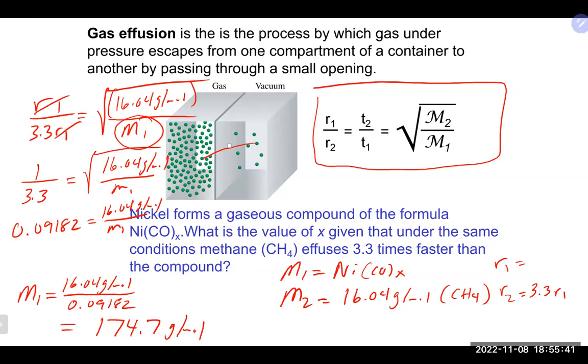So how this is going to help us figure out what the formula is: if we look at the formula, which is Ni, CO, and x, the one thing we know for sure is that when we take this all together, it should equal 174.7 grams per mole. We know for sure we have 1 nickel, so we could go to the periodic table and get the molar mass of nickel, which I can't see from here. Can anybody see that? That's at 50 something, 54 maybe.